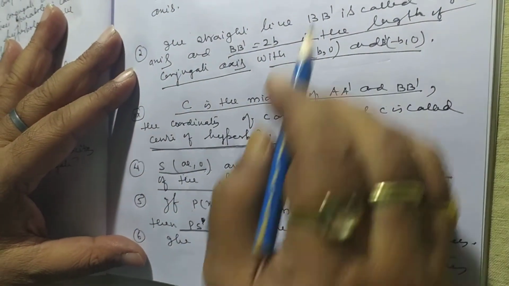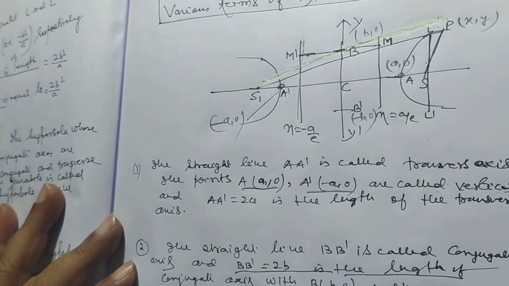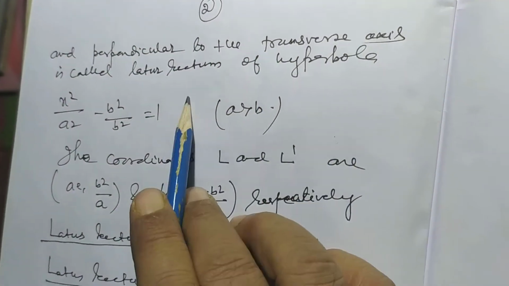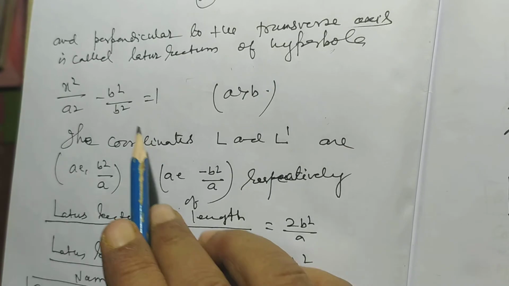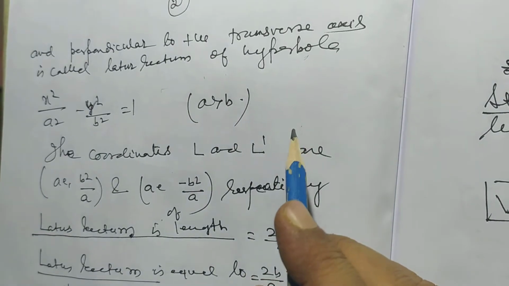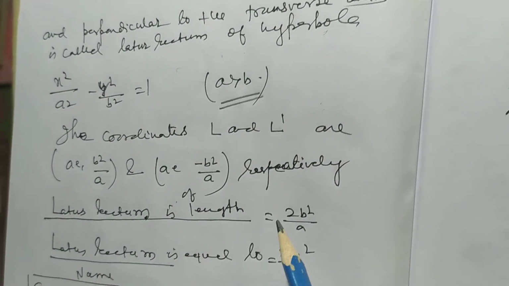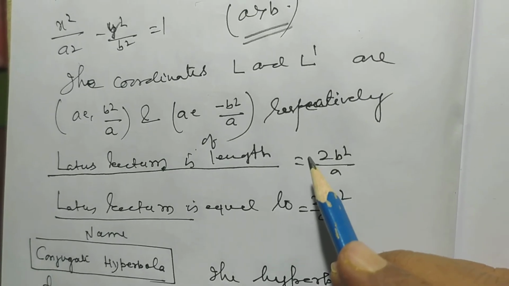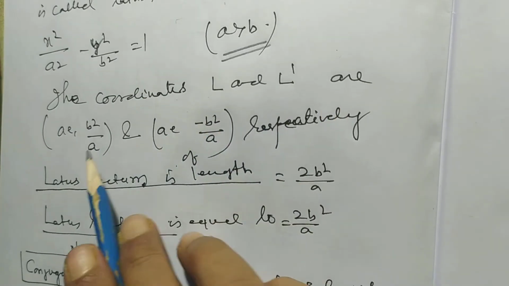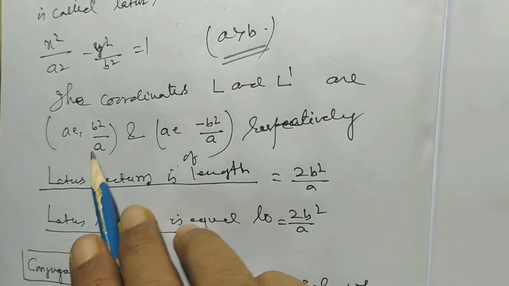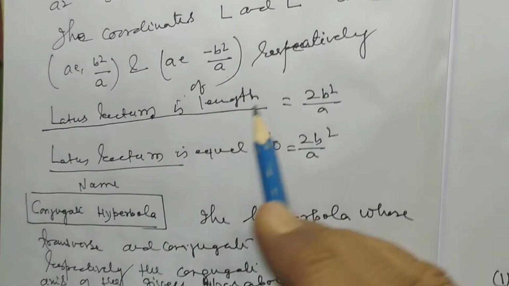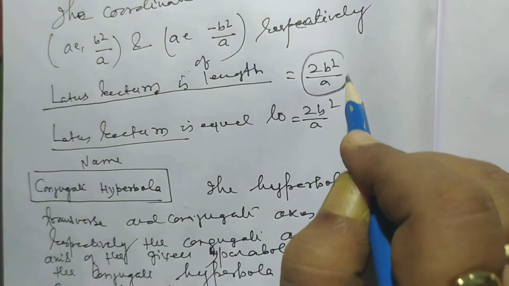The chord LL dash through either focus and perpendicular to the transverse axis is called the latus rectum of the hyperbola x square by a square minus y square by b square is equal to 1. So my dear students, the coordinates of L and L dash are (ae, b square by a) and (ae, minus b square by a) respectively. The latus rectum is of length 2b square by a.